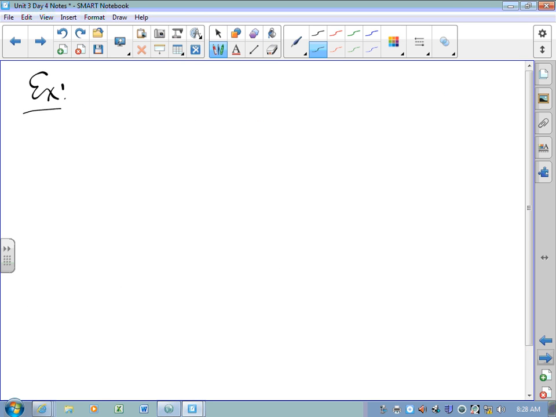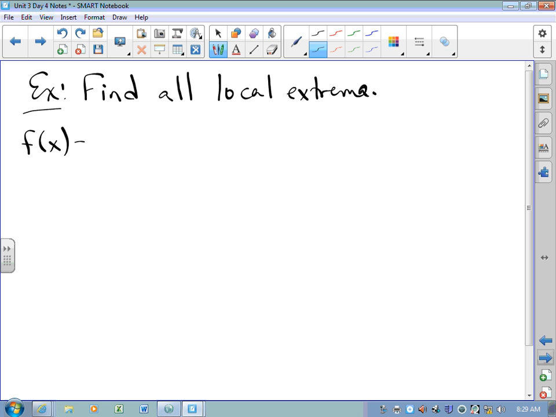That's the big learning. I'm just going to demonstrate it a bit, and then we're all going home. I want to find all local extrema. How about f of x equals x cubed minus 9x squared plus 24x?